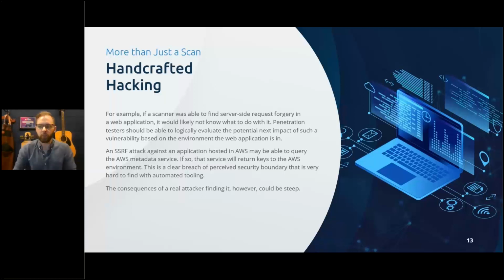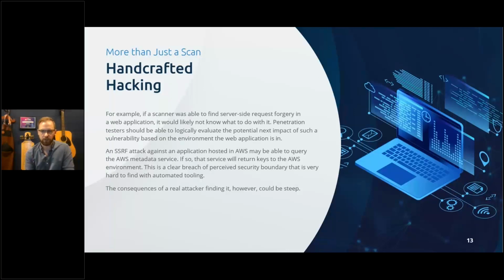So I mentioned complex web vulnerabilities. I want to give an example of this. One of the things that we have found scanners to not be very good at with web applications is finding server-side request forgery.